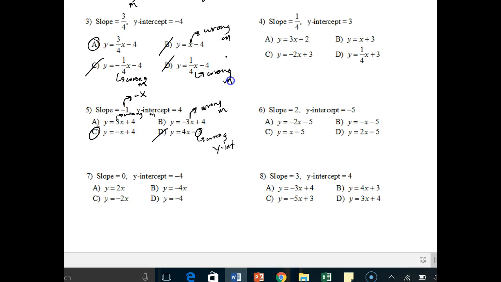So yes, I would like you to justify why the other equations are incorrect by telling me, hey, this one had the wrong slope and y-intercept, or this one just had the wrong y-intercept. That way we really know what's going on.